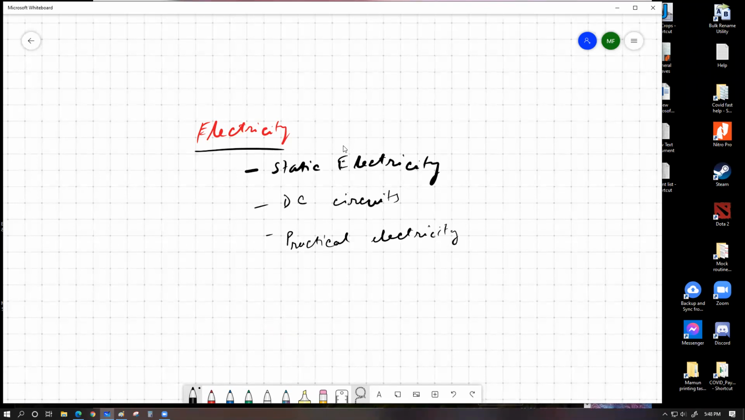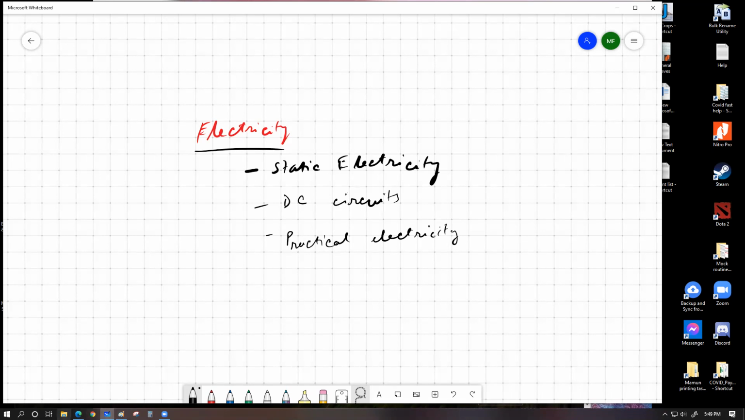What happens is that static electricity is basically about how charge is created, how something can be made into charged and something can be made into discharged, or how can we charge non-metal stuffs and metallic stuffs differently. And also we have a little bit of discussion about gold leaf electroscope.